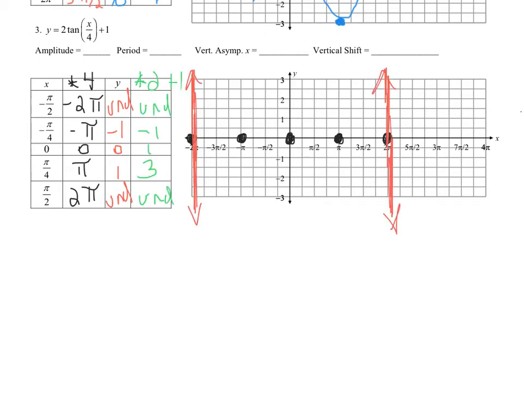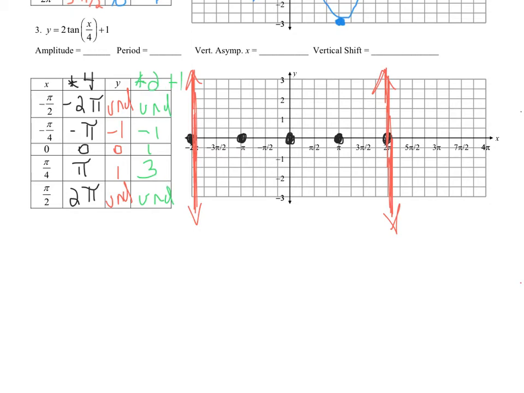All right, so I put in my values for my transformations. And when I multiplied by 2 and added 1, I got these values. Well, undefined is just undefined. I can't change that. And then -1 times 2 is -2 plus 1 is -1. 0 times 2 is 0 plus 1 is 1. And 1 times 2 is 2 plus 1 is 3.